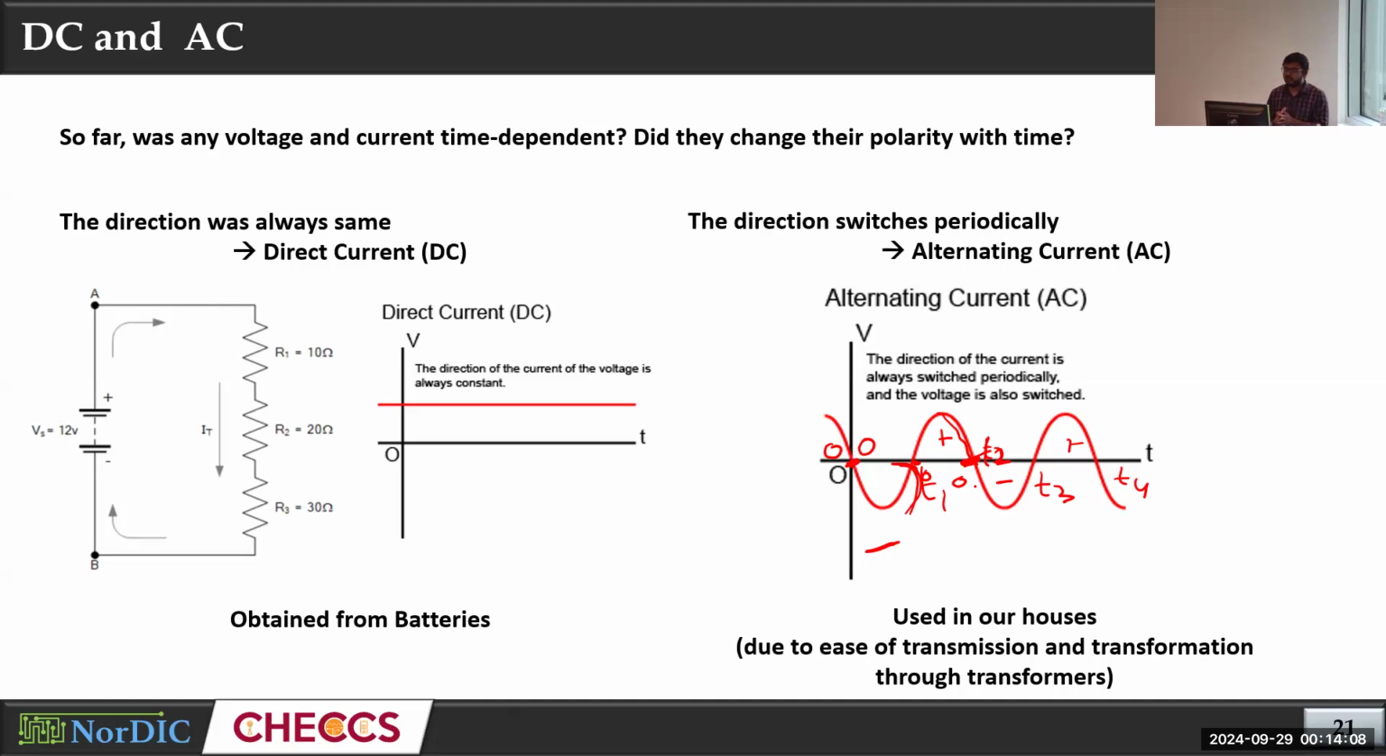So for AC, we have one period, and we know the frequency is the inverse of the period. 1 over the period is the frequency. In one period, you see there are two halves, which we call half cycles. If in the first half cycle it's negative, in the second half cycle it will always be positive, or vice versa. If in the first half cycle you have positive, then in the second half cycle it will alternate its polarity and be negative. That's the idea of AC.